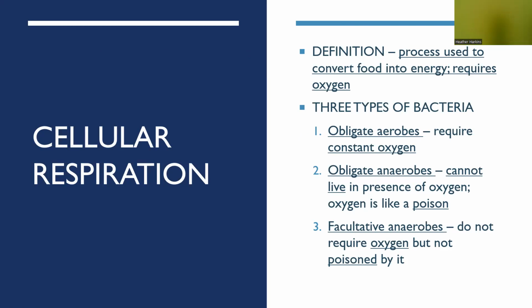So we have obligate aerobes, like aerobic. That's how the beginning is. So when you do aerobics, you need oxygen constantly to breathe. So obligate aerobes require constant oxygen. Then their opposite is obligate anaerobes. So anaerobic means no oxygen. So these types of bacteria cannot live in the presence of oxygen. In fact, oxygen is like a poison to these types of bacteria.